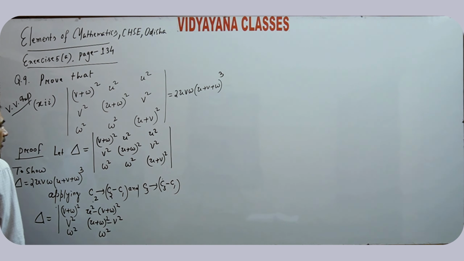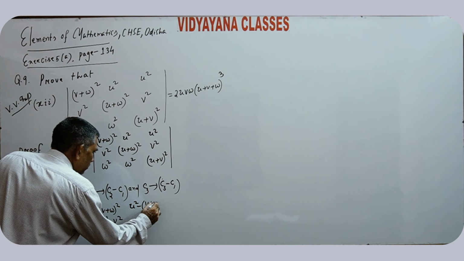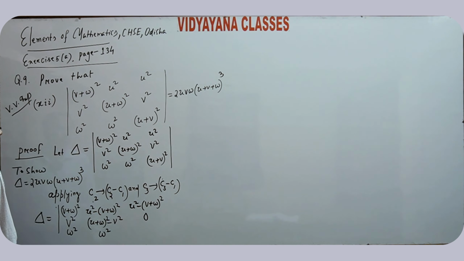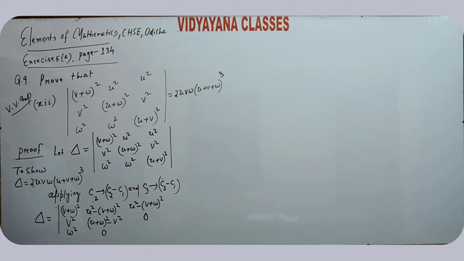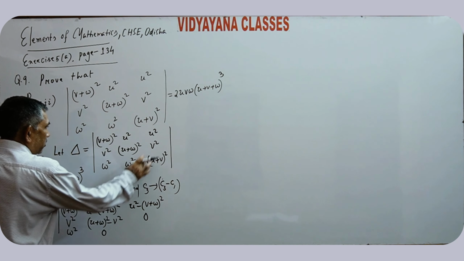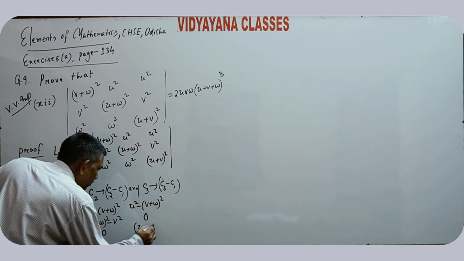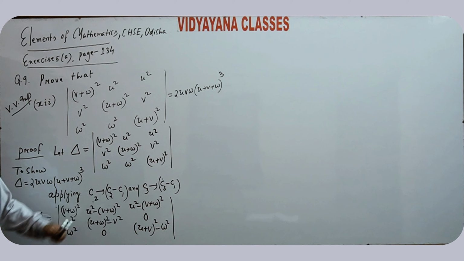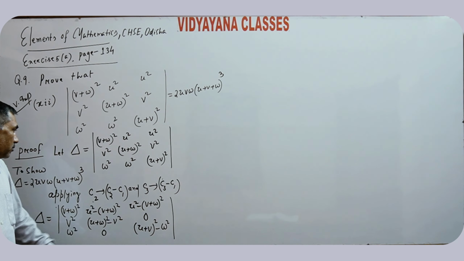C3 is replaced by C3 minus C1: u square minus (v plus w) whole square. v square minus v square, that is 0. C2 is replaced by C2 minus C1, w square minus w square is equal to 0. v square minus v square, that is 0. (u plus v) whole square minus w square. C3 is replaced by C3 minus C1, w square minus w square equal to 0.